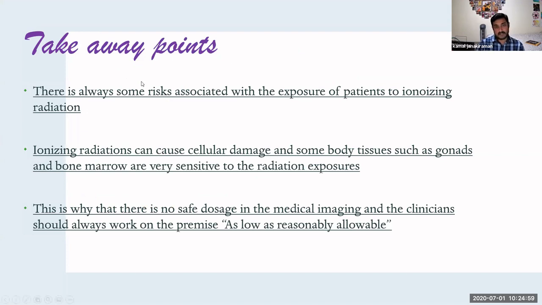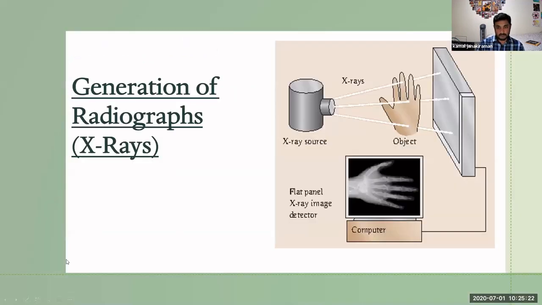There is always some risk associated with the exposure of patients to ionizing radiation. Ionizing radiations can cause cellular damage in some body tissues. This is why there is no safe dosage in medical imaging, and clinicians should always work on the premise of as low as reasonably allowable.